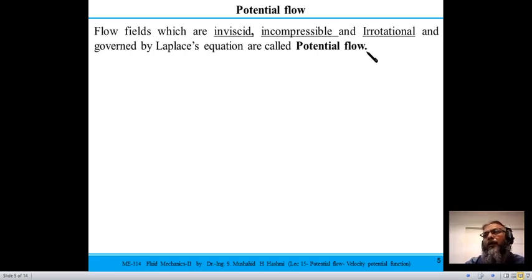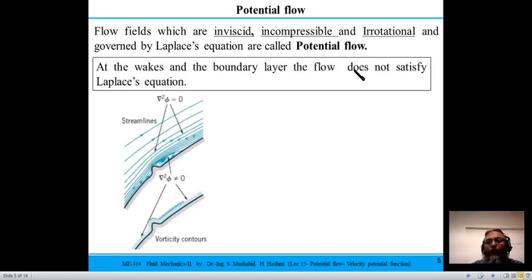So in the beginning I told you that there are two classifications of fluid flow. One is called inviscid flow, where viscous effects are not dominant, and the other is boundary layer flow, where viscous effects are dominant. So in potential flow, viscous effects are not taken into account, and additionally we have to fulfill the condition of irrotationality. If these three conditions exist, then such flows are called potential flows.